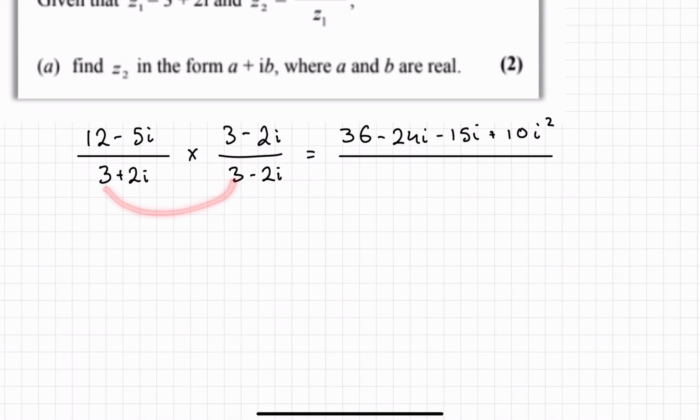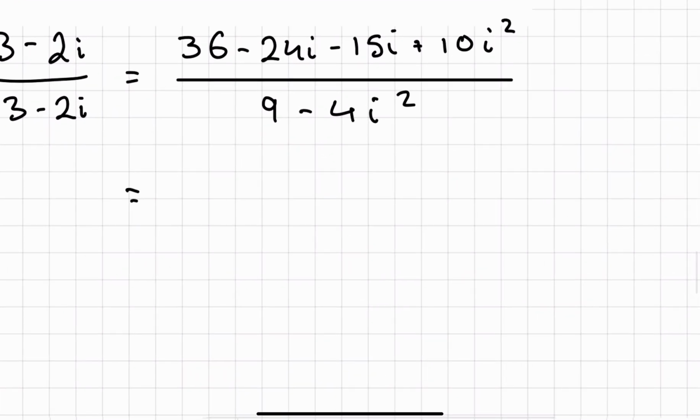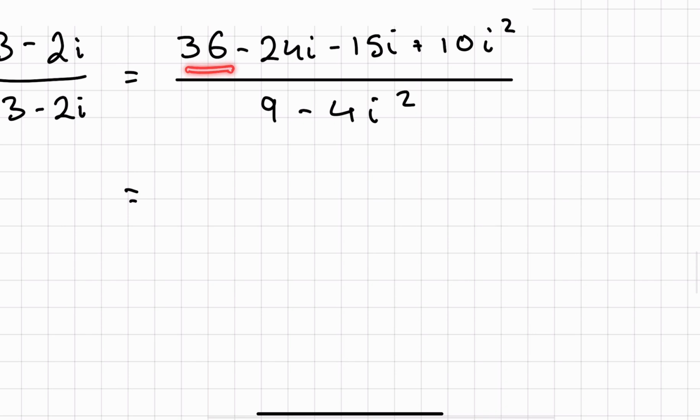And on the denominator, 3 times 3 is 9. 3 times minus 2i, and then 2i times 3 will cancel each other out. And then 2i times minus 2i is minus 4i squared. So let's clean this up. 36 plus, well, 10i squared becomes minus 10, so that becomes 26.